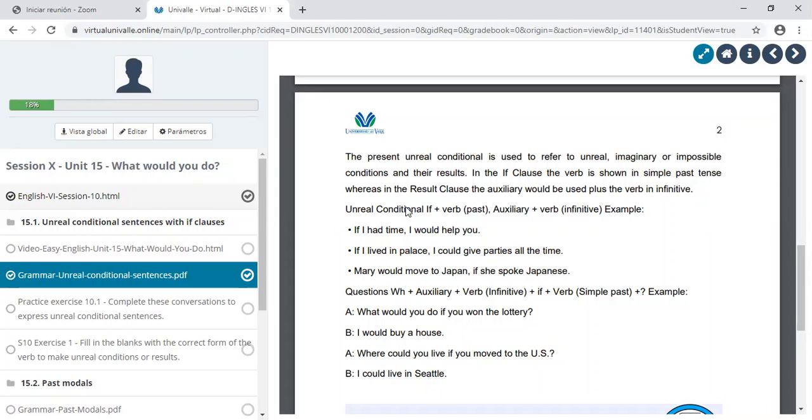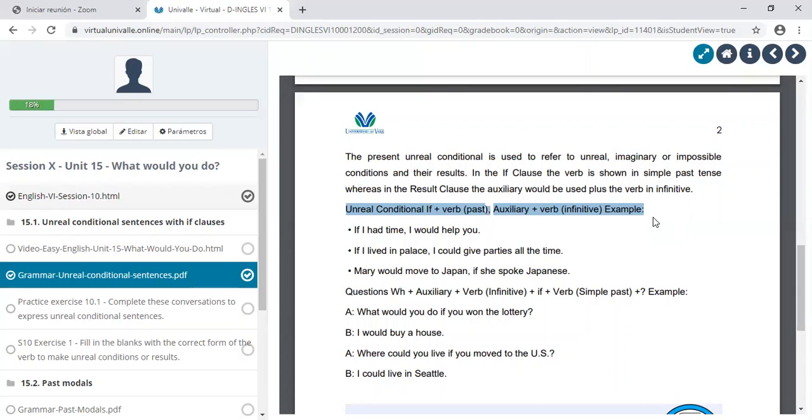In the if clause, the verb is shown in simple past tense, whereas in the result clause, the auxiliary will be used plus the verb in infinitive. Here, I'm going to highlight the grammatical structure to make sentences. Unreal conditional: if plus verb in past plus auxiliary plus verb in infinitive. Example, if I had time, I will help you.